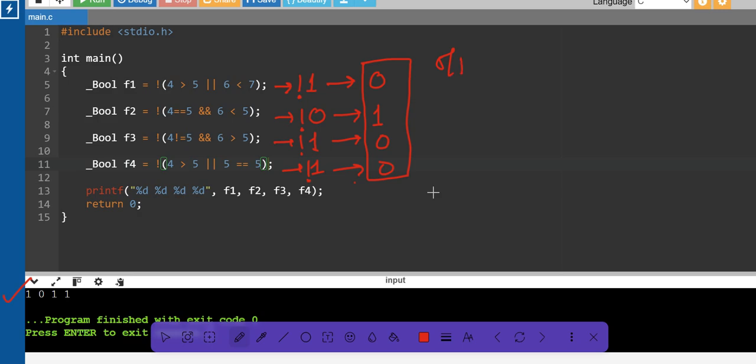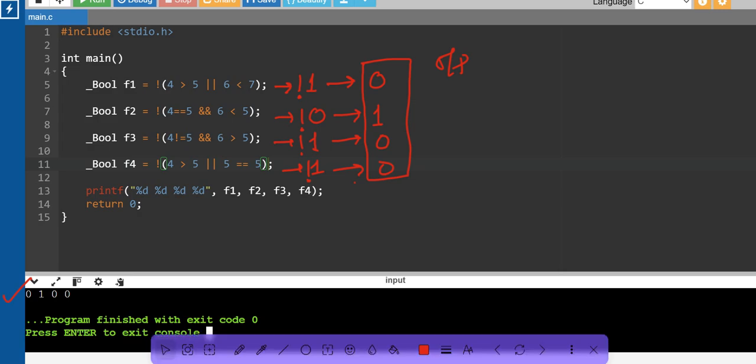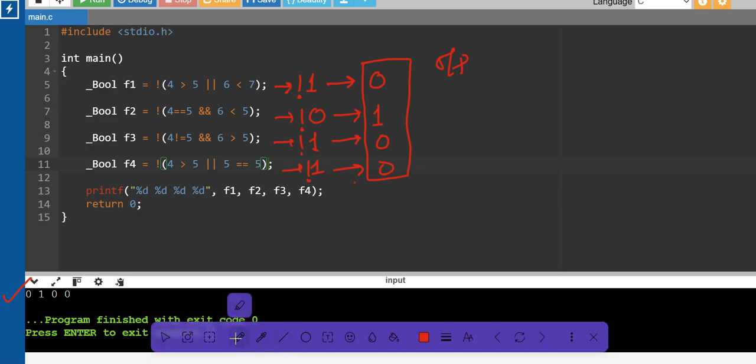So let's check with the compiler. Now see the output. First one is false, so we get false. Second one is true, we get true. Third one and fourth one are both false, we also get false. So whenever you apply a logical NOT operator, it simply reverts the final decision. Simple. I hope now you understand. Very simple topic, not complicated much.